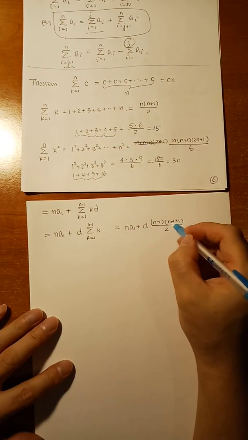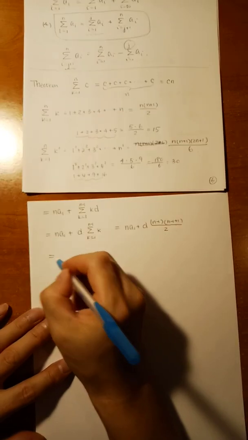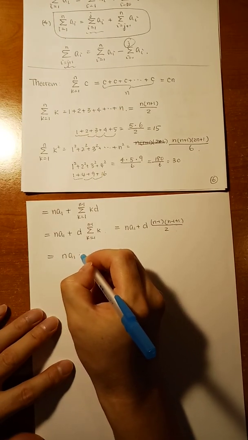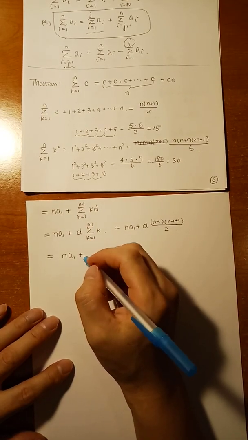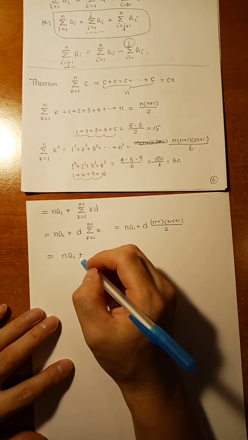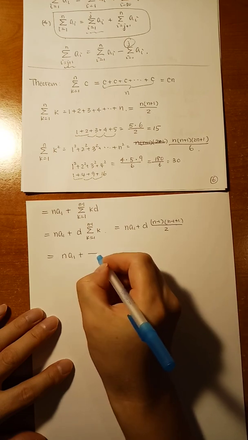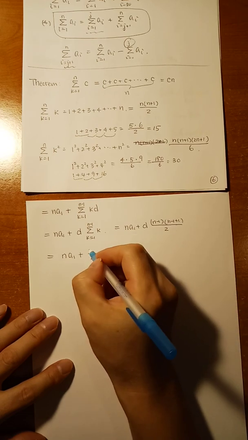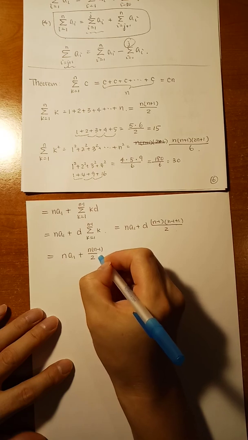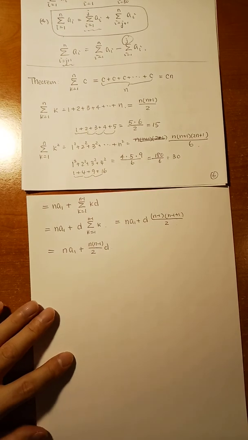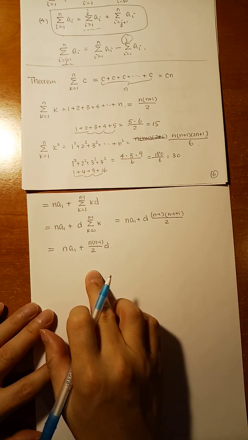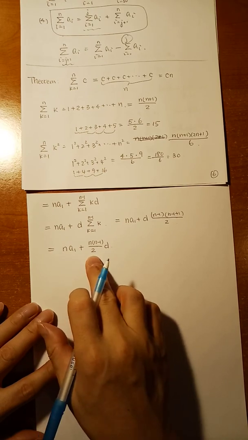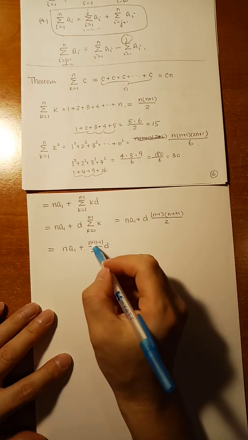N minus 1 plus 1 is n. So finally you get your formula. This is the formula. And in the textbook, they factor out this n.